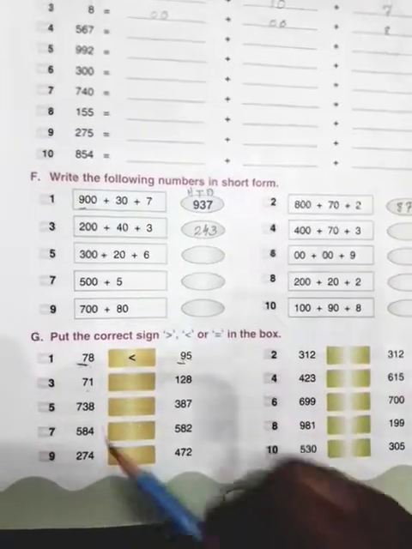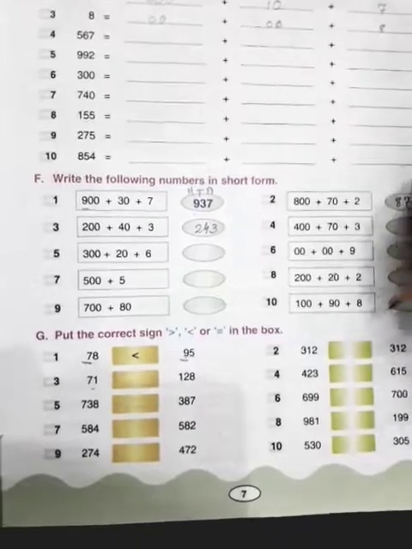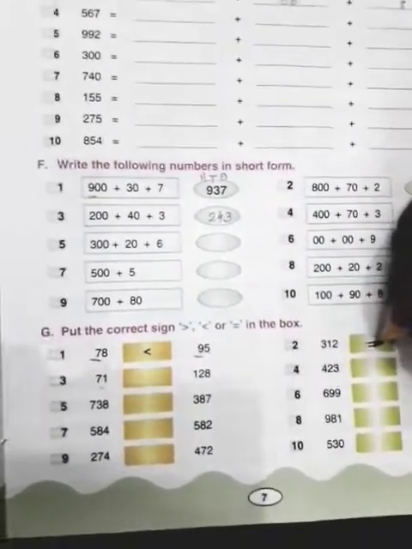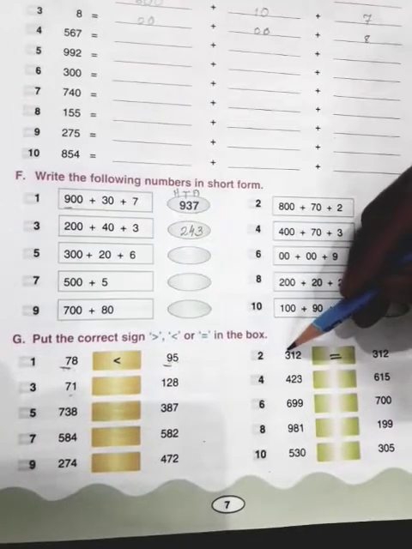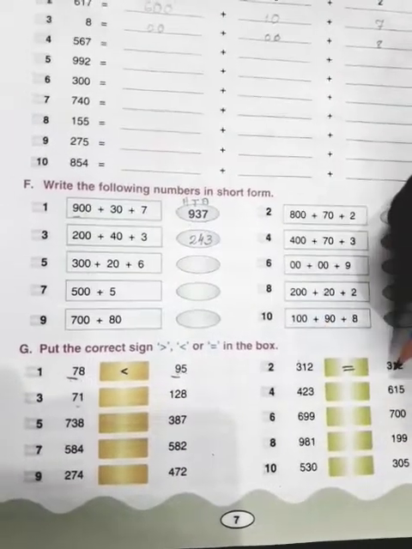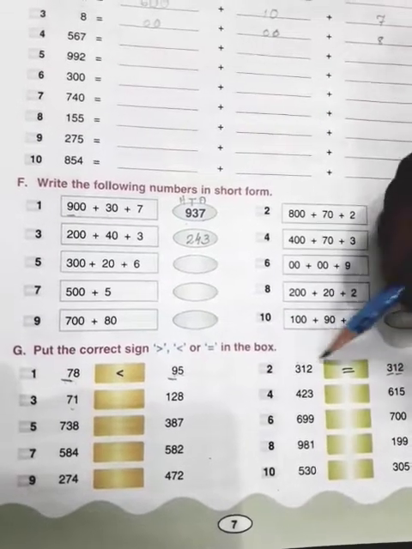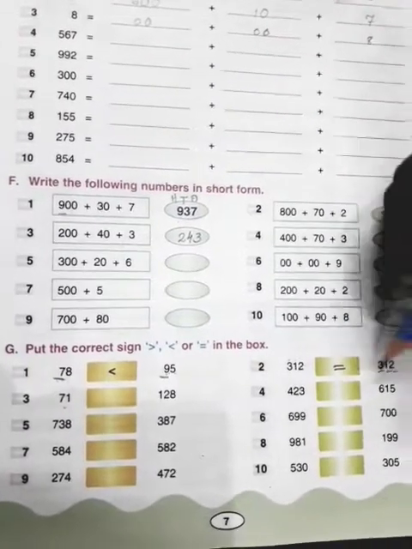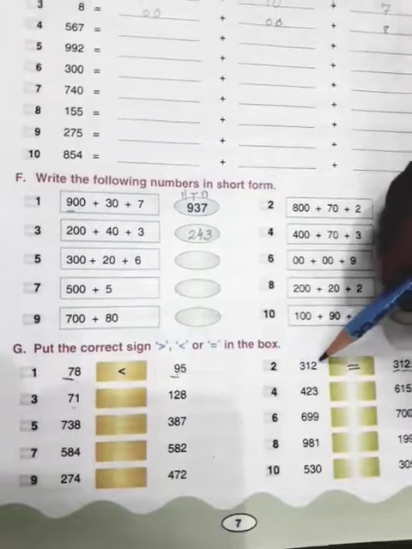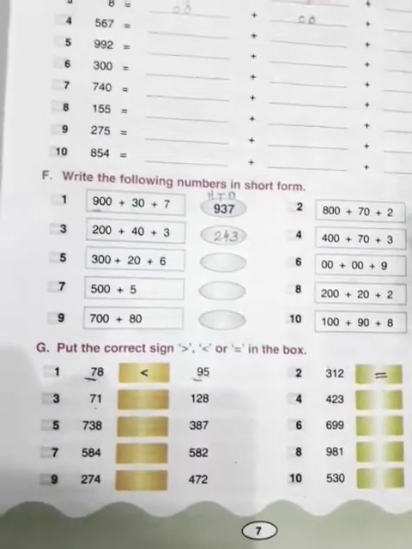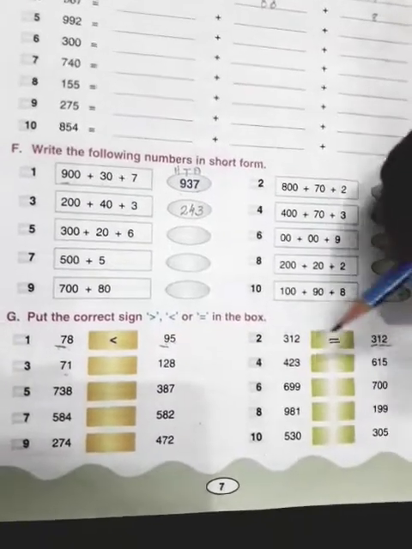Here you see in question number 2 you are getting both numbers equal. Here we will see the leftmost digits, 3 and 3, 1 and 1, 2 and 2. That means 312, 312. Both sides' numbers are equal. So we will write equal to.